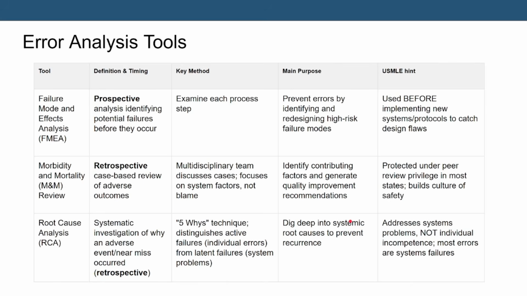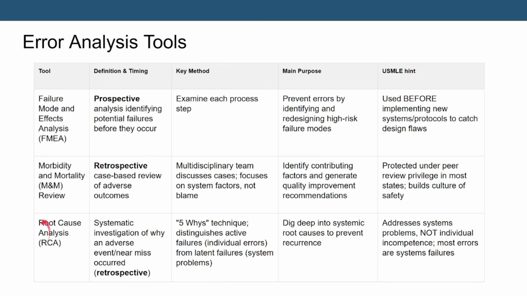We have error analysis tools, the most important of which is going to be the first one and the third one. So the first one is the failure mode and effects analysis. It's prospective, so you try to detect errors before they occur. So it's prospective in the future. Prospective analysis, identifying potential failures before they occur. You examine each process step and prevent errors by identifying and redesigning the high-risk failure modes, and you use it before you implement new systems or protocols to catch design flaws.